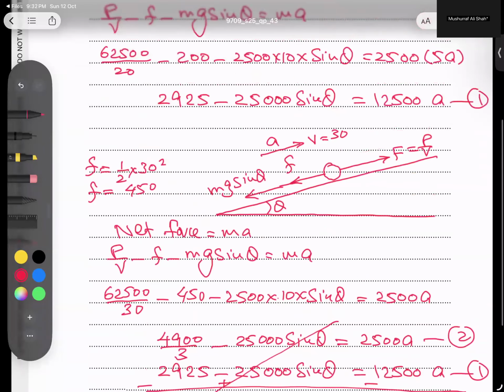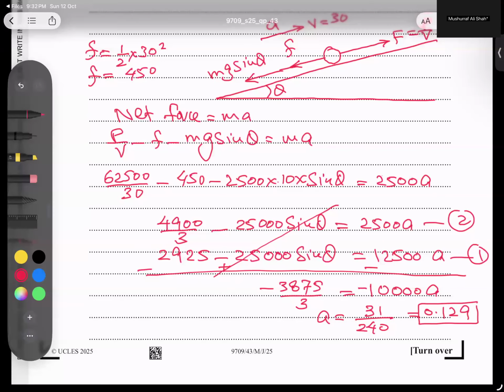And now how to get the angle? So I can plug in anywhere. So I will plug in this value in this equation, better, so I can find easily. So I'm going to plug in the numbers there. 4900 over 3 minus 25000 sine theta is equal to, when I plug in this value, 2500 into 31 over 240. So I'm getting here in fraction form 3875 over 12. Now I make sine theta the subject.